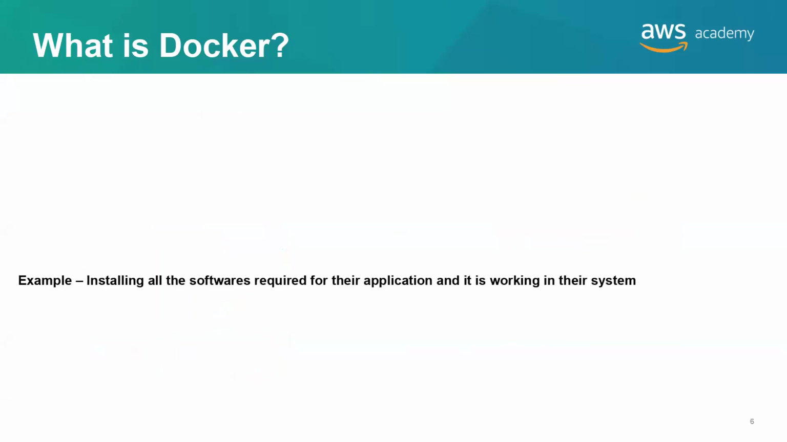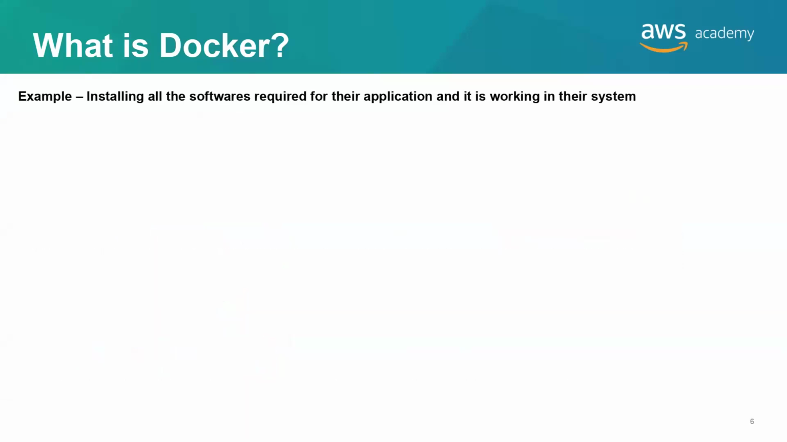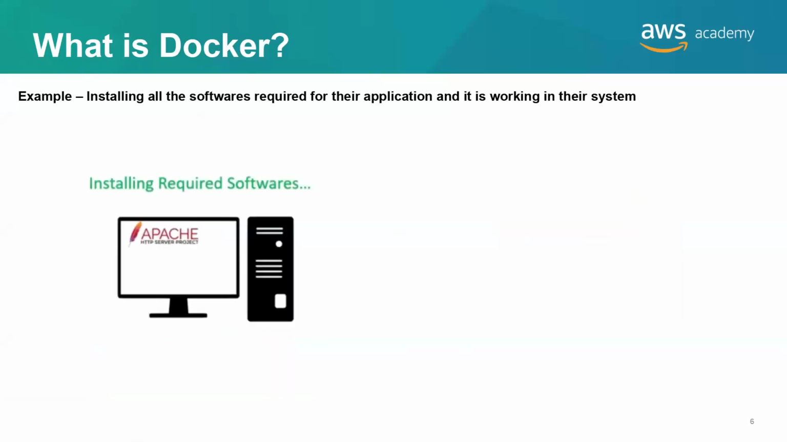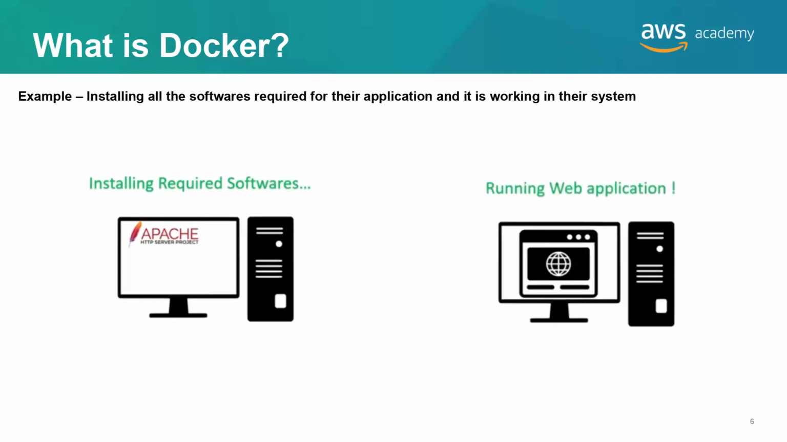Now, it will install all the software required for their application and it's working in their system. Correct, so it's installing all the required software. It may be the OS or an Apache server or whatever server they developed their application on. Let us take that they developed a Node.js application or React.js application. They might have installed npm packages. That package might be installed in their system. That's why it is working, so the React application is also running.